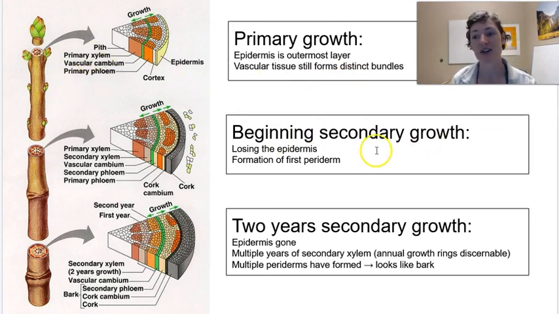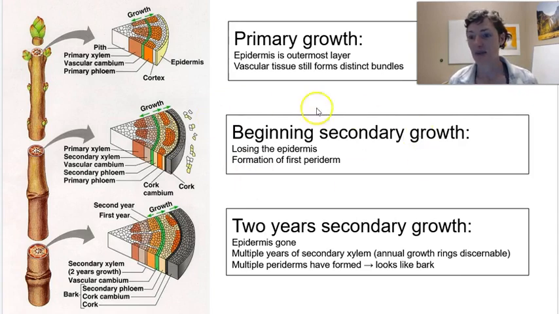Once we start secondary growth, the epidermis is again going to go away because we're forming this dead, hardened layer underneath it, and we're going to cut off the epidermis from the rest of the tissue. So the epidermis sloughs off, and we start to form our first periderm. So the periderms are what we're going to call this combination of cork cambium and phelloderm.